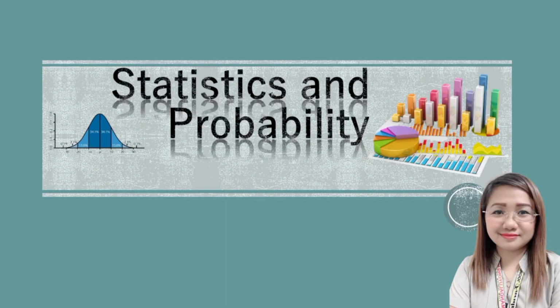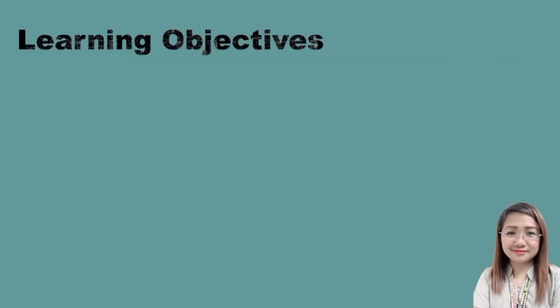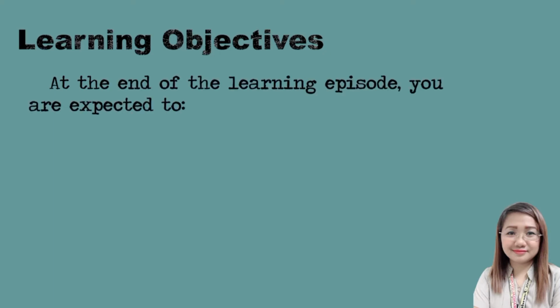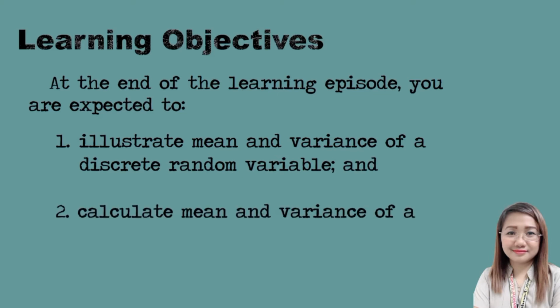Sa oras na ito, samahan niyo ako at ating pag-aralan ang Module 4, Week 4 of 3rd quarter with the topic Mean and Variance of Discrete Random Variable. At the end of the learning episode, you are expected to illustrate mean and variance of a discrete random variable and calculate mean and variance of a discrete random variable.